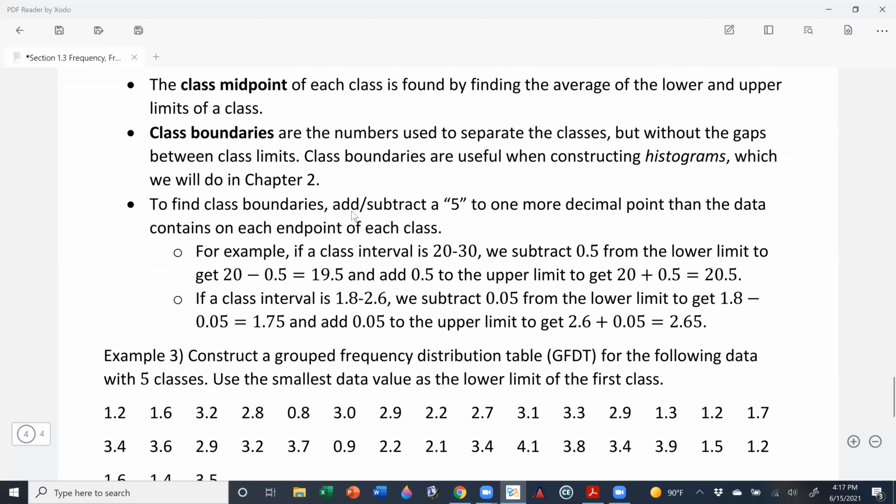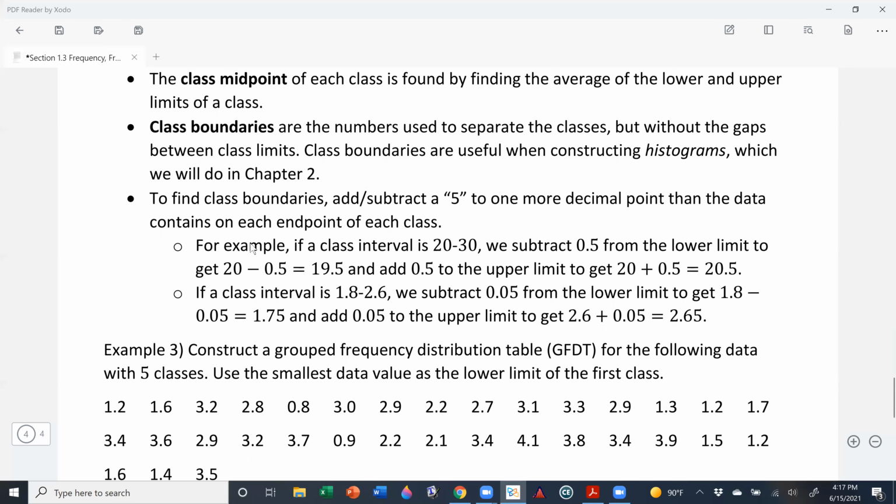To find class boundaries, this is the technique, and it will make a lot more sense once we start doing it by hand. You want to add or subtract a 5 in one more decimal place than the data contains on each endpoint of each class. Let me explain what I mean by that.